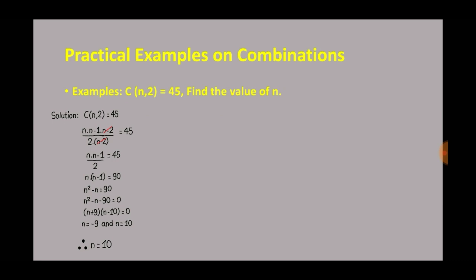C(n, 2) is equal to 45. Find the value of n. We can check it with the combination formula: n times (n minus 1) times (n minus 2) factorial over 2 times (n minus 2) factorial equals 45. n times (n minus 1) over 2 equals 45. n times (n minus 1) equals 90. n squared minus n equals 90. n squared minus n minus 90 equals 0. (n plus 9) times (n minus 10) equals 0. n equals minus 9 and n equals 10. So n equals 10.